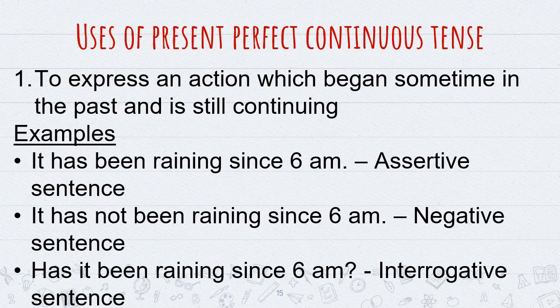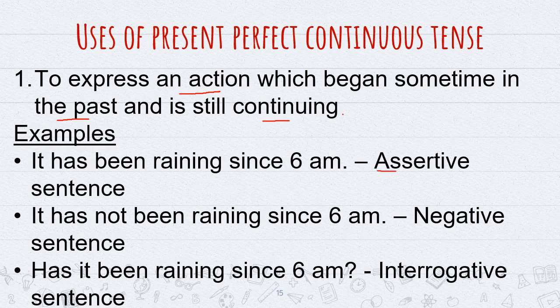Now, let's have a look on uses of present perfect continuous tense. The first use is it is used to express an action which began sometime in the past, means that had begun in the past and is still continuing. Okay, for example, it has been raining since 6 a.m. means the action has been started in past but it is still raining, that is the action is still continuing. So this is the example for assertive sentence.